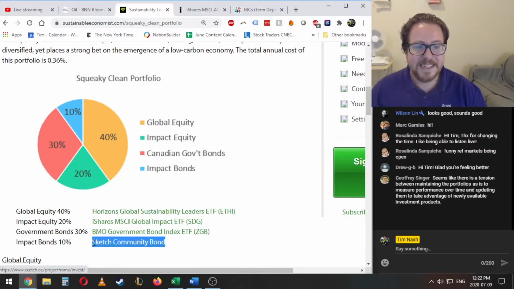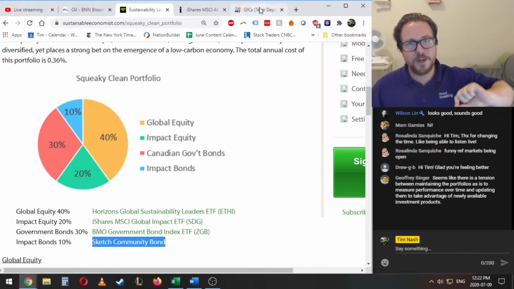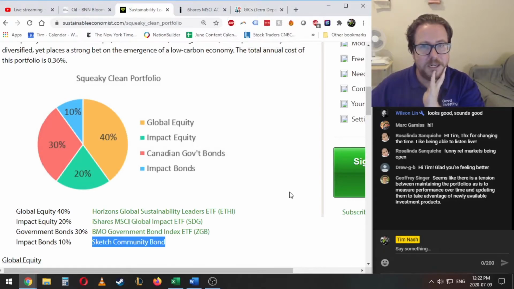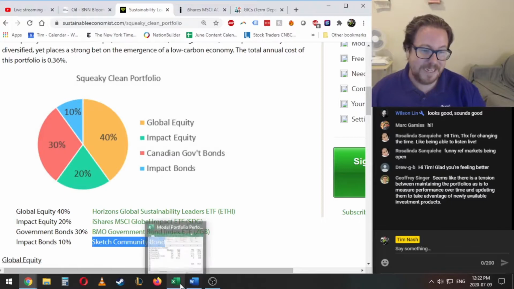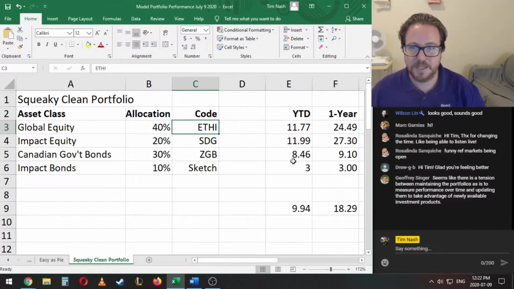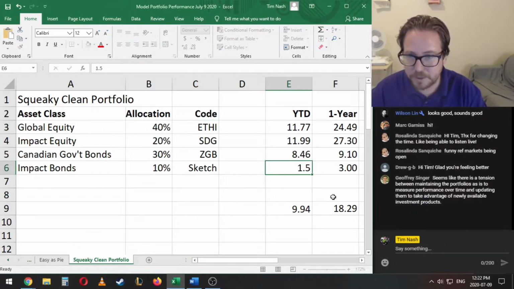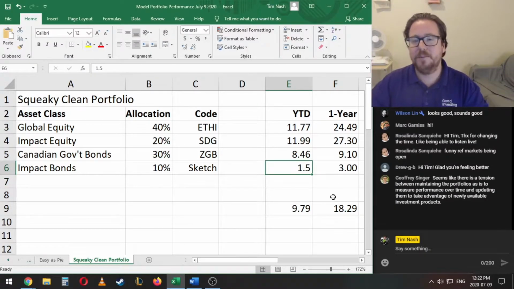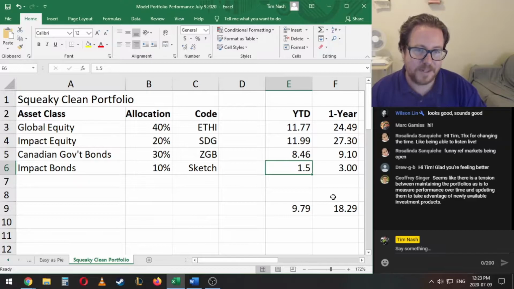And then I did the Sketch Community Bond, which they've put on pause, but they are expected to resume raising that money this fall. So that one is at 3% return per year. Actually, I should lower this because that should only be half. We're only halfway through the year, meaning that we would have only earned 1.5% so far.